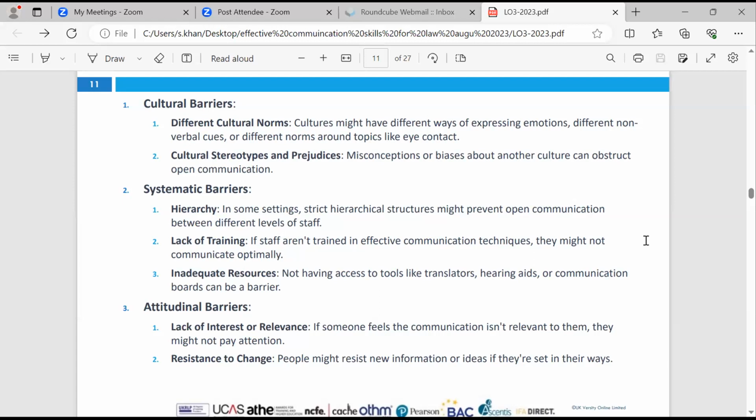Has anyone had any issues in regards to any sort of cultural barriers? No, personally, no. Anyone else? No. One time there was a patient that came, and because of her religion she preferred a female doctor.